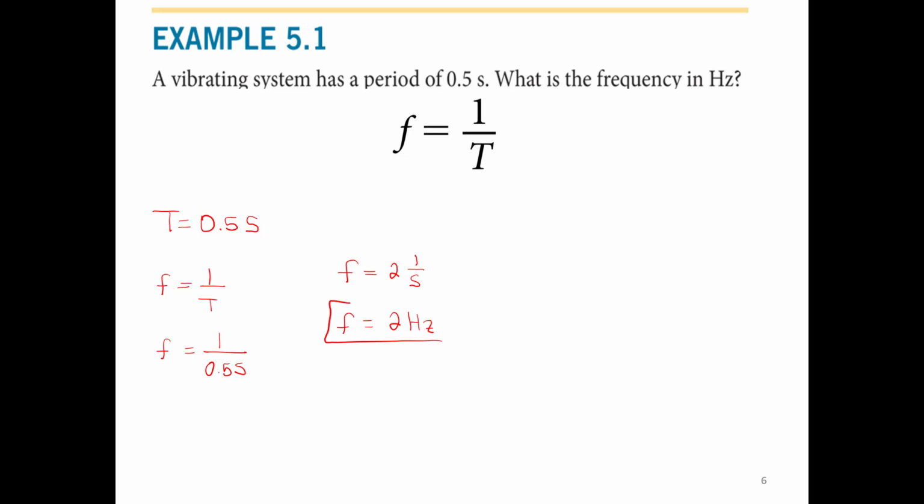And for this system, the frequency is 2 hertz, which means in 1 second this system completes 2 cycles. Yes, in 1 second is how many cycles per unit time. In this case, the unit time is seconds. Then this system completes 2 cycles in 1 second. This is the frequency, 2 hertz.